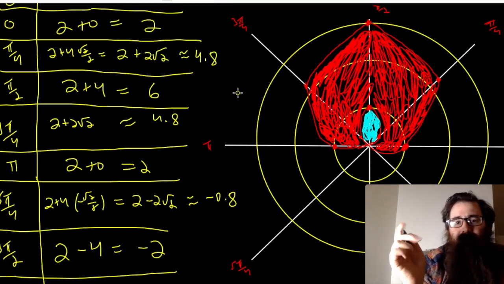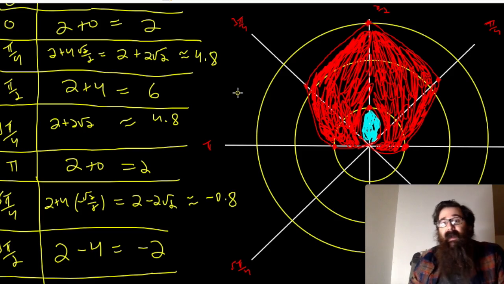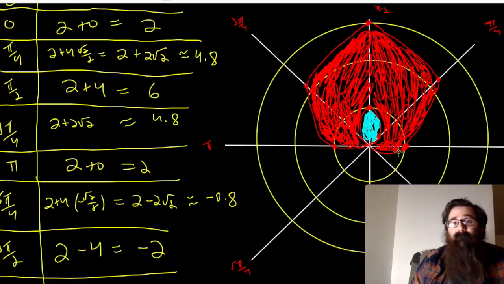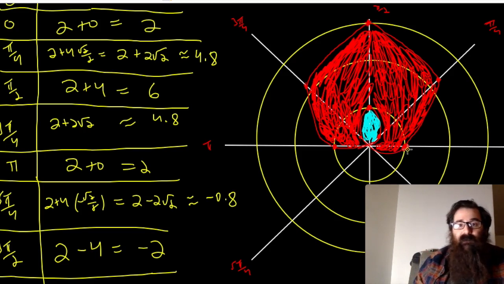Let's think about what happens to sort of form the inner loop. And hey, inner loop, outer loop, if you're from Rochester, let me know in the comment section below.